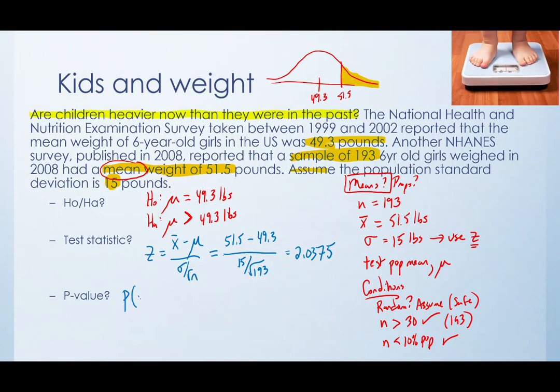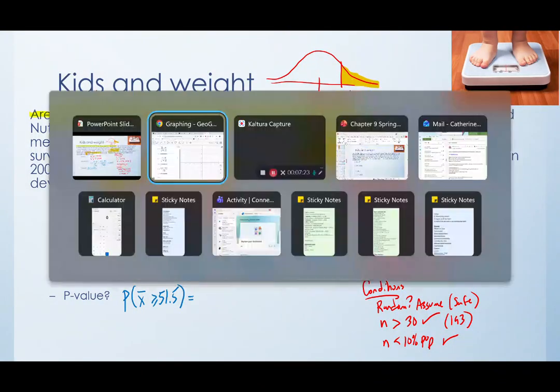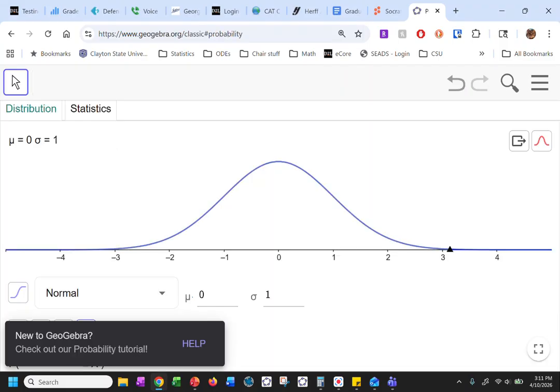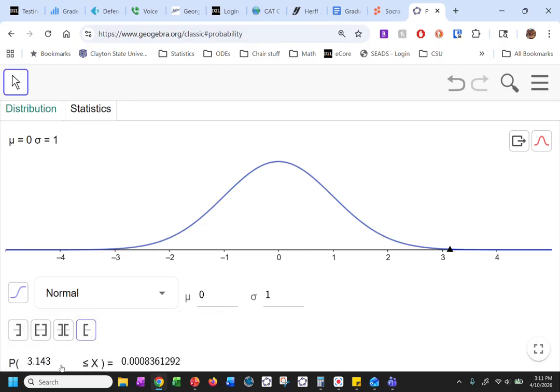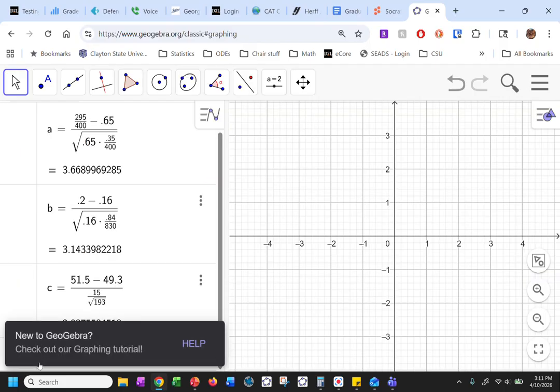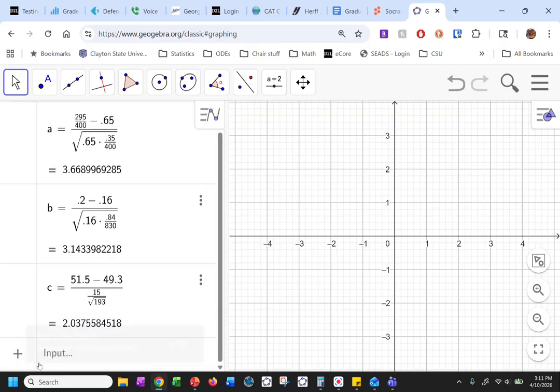Our probability of getting a sample mean greater than, or at least, 51.5 pounds. We're going to have to go to GeoGebra for that, right? Or your z-table, or a calculator, right? Make sure that you're on normal distribution. And right-tailed again, and we were at 2.0. I've already forgotten. I hate that little pop-up. Right, 2.0375.